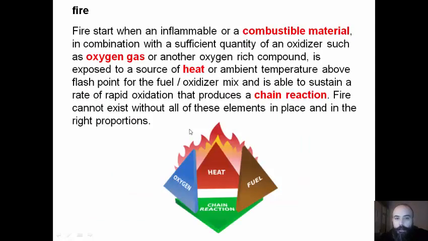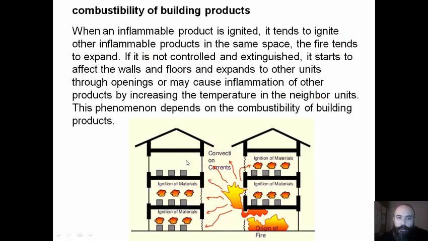Fire starts when an inflammable or combustible material, in combination with a sufficient quantity of an oxidizer such as oxygen gas or another oxygen-rich compound, is exposed to a source of heat or ambient temperature above the flash point for the fuel-oxidizer mix, and is able to sustain a rate of rapid oxidation that produces a chain reaction. Fire cannot exist without all of these elements in place and in the right proportions.